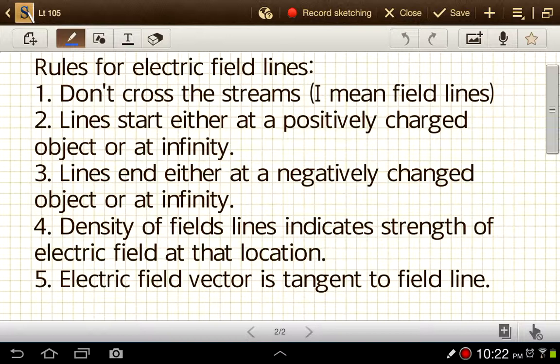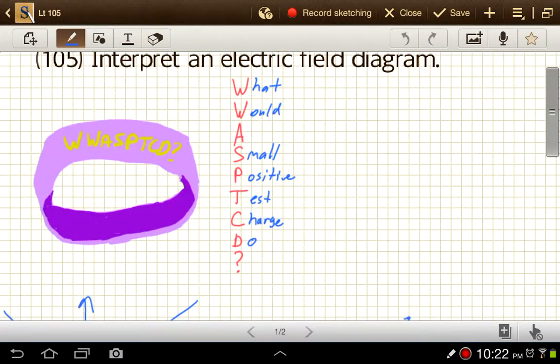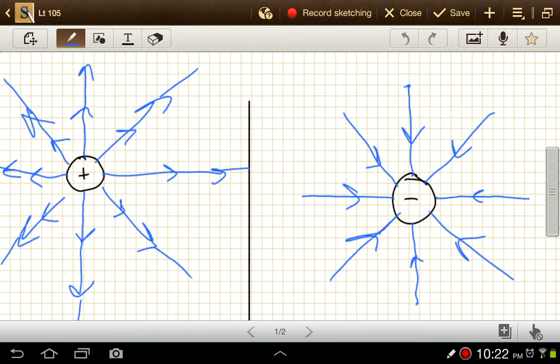If we cross electric field lines, this small positive test charge would be moving in two directions at once. So if I had another field line that went like this, and I put a small positive test charge there, we're saying it would move both this way and this way, which doesn't make any sense, so we can't have those cross.